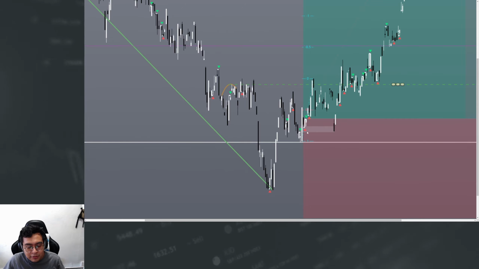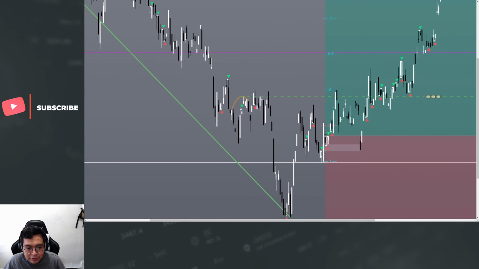So we have our premium discount. We want to enter cheaply. So look for our imbalance. And you see it right here between this little gap. That's our fair value gap. And then look what price ends up doing.